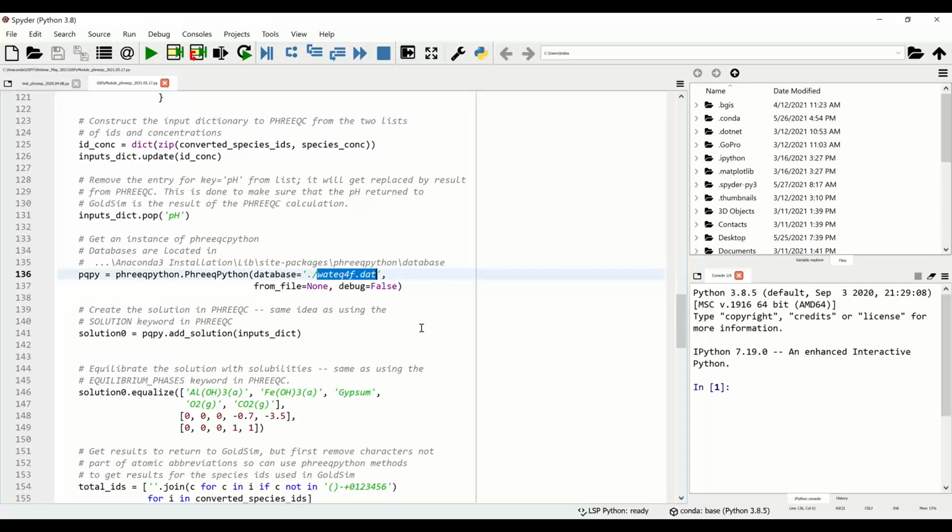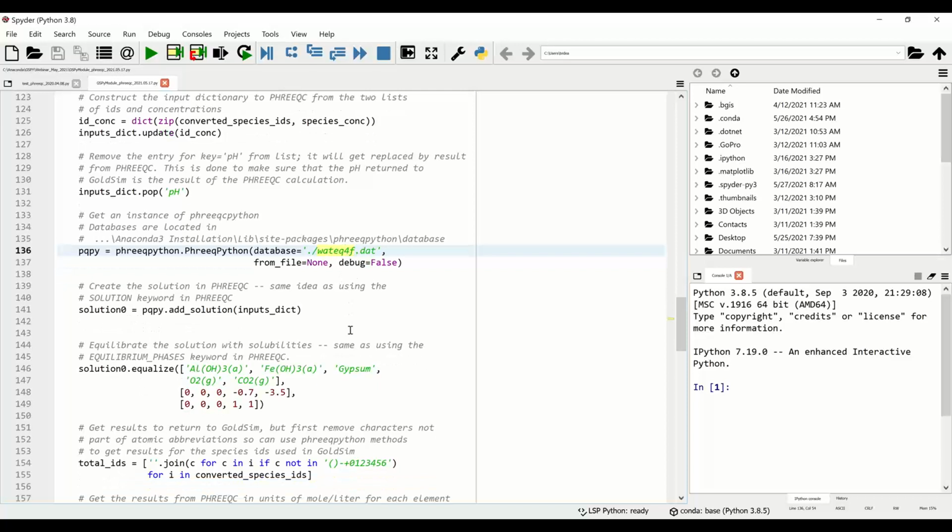So I've copied this from my Phreeqc installation over to the location. My location is actually here. It's in Anaconda, lib, site-packages, PhreeqPython, and then database. And so I'm just using a relative file path here to tell PhreeqPython the database that I want to use.